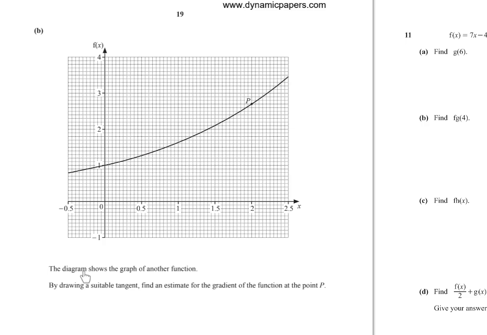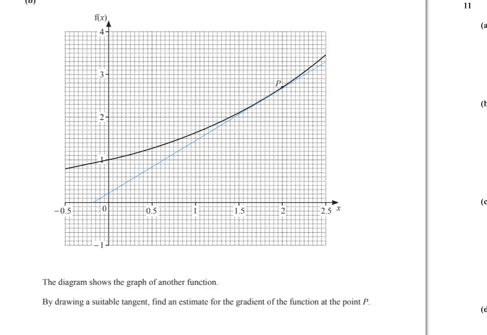B, the diagram shows the graph of another function. By drawing a suitable tangent, find an estimate for the gradient of the function at the point B. To find the gradient at B, draw a tangent at B, then find the gradient of this tangent. This is the tangent at B. The line touches the curve at B.